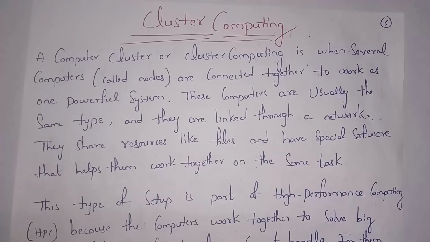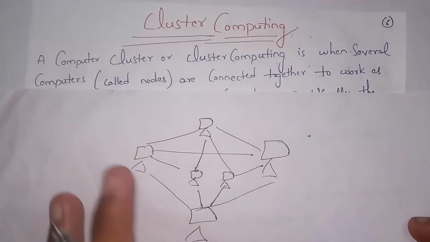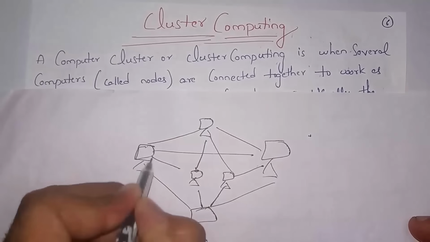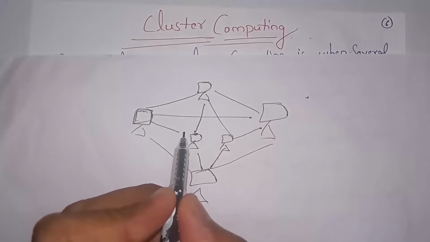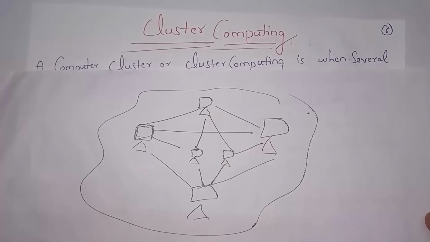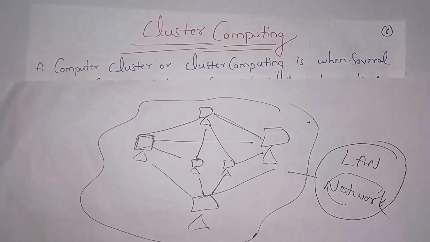Guys, I will give an example so that you can clearly understand this definition. Guys, in cluster computing, several computers are connected to each other and we call each computer a node. All these computers are of the same type and are connected to each other through a network. Network is nothing but establishing connection between computers. Either it can be wired or wireless. This is known as network. Mostly cluster computing is a local area network.